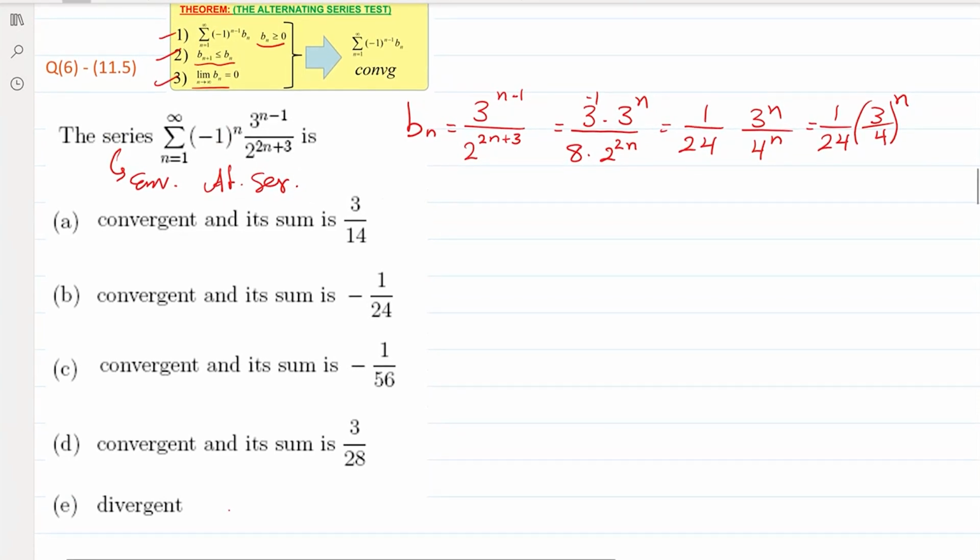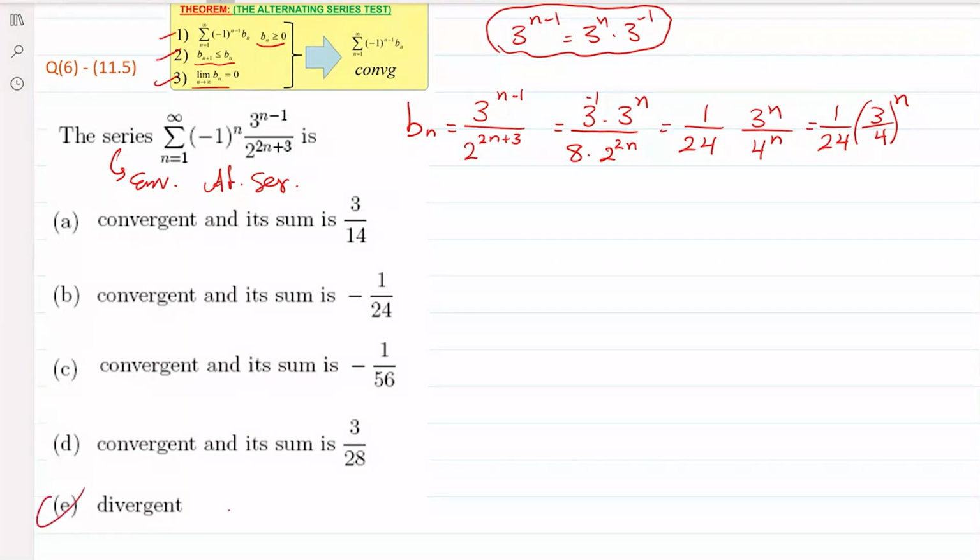The 3 to the power of negative 1. You just subtracted one term. Yeah, I just split it. 3 to the power n minus 1, you can write as 3 to the power n times 3 to the power minus 1. 3 to the power minus 1 is 1 over 3 times 8, 1 over 24. Right? Clear. Okay. Now, I'm sure that it is a converge alternating series, so you will avoid E. It's not diverge, it's converge.